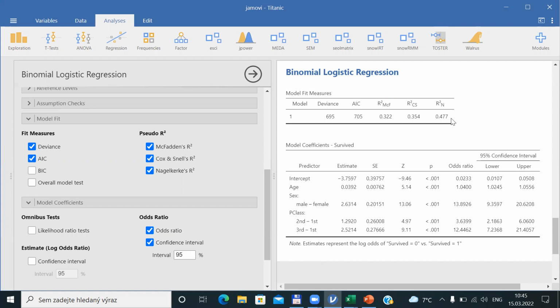There is a mistake if you take this value multiplied by 100 and say that the explained variance for your model is nearly one half. That's not a correct interpretation, as it is not based on variance. So that's about this model fit.